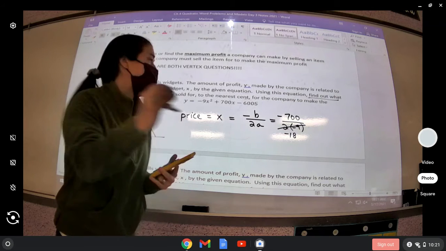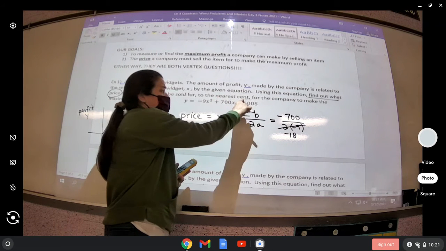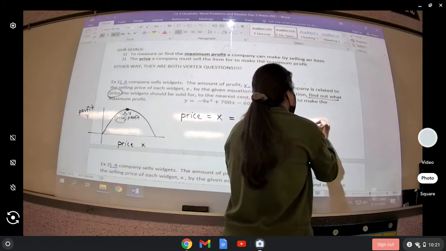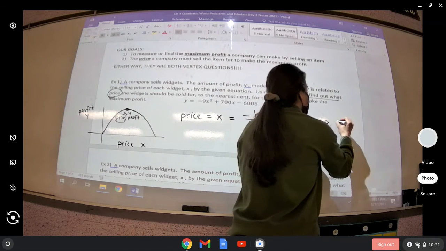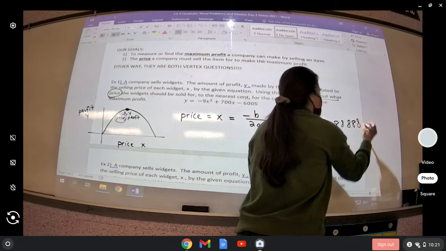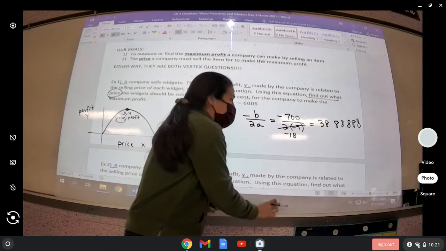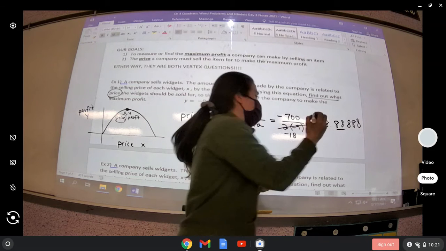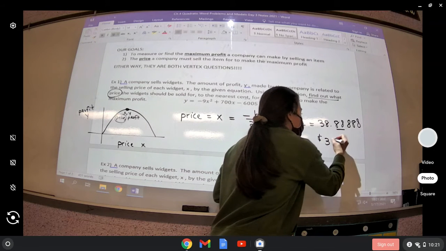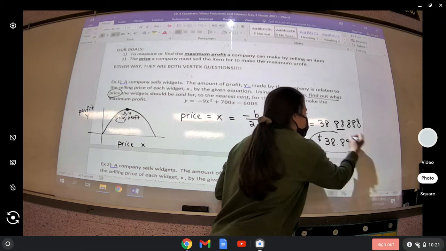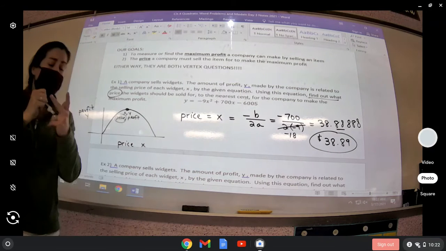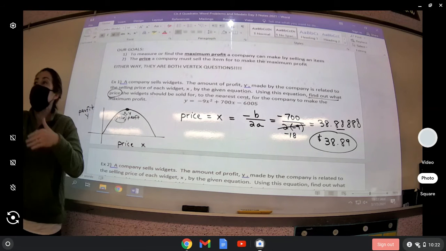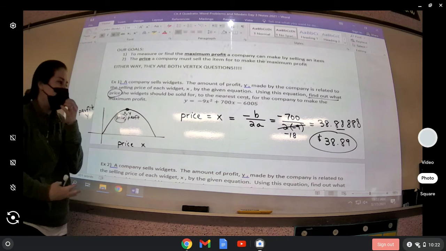All right, so now, guys, we're talking about price, right? So they asked you to round your answer to the nearest cents. That's 2 decimal places, cents. So I got 38.88888 repeating. So to round that to the nearest cent, 88 cents, but since it's followed by an 8, I round that up to 89. So $38.89 is the perfect price that this company should sell its widget for in order for the company to make the most amount of profit.